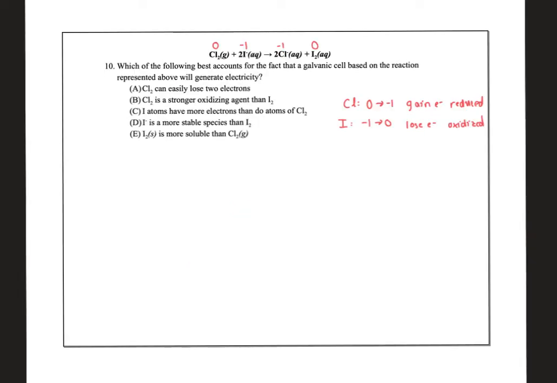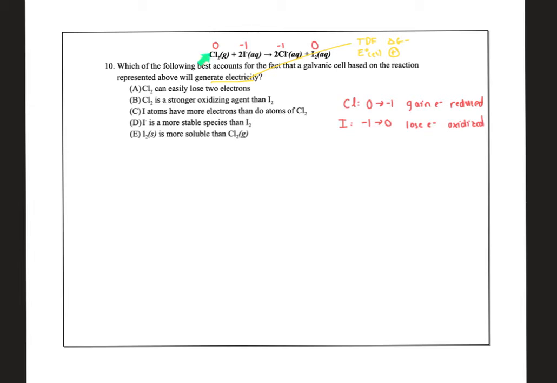All right, so which of the following best accounts for the fact that this reaction generates electricity? When I say generates electricity, you can think of it as multiple ways. You could think of it as thermodynamically favorable, so delta G is negative. You can think of it as the E cell is a positive value. We're getting a voltage.